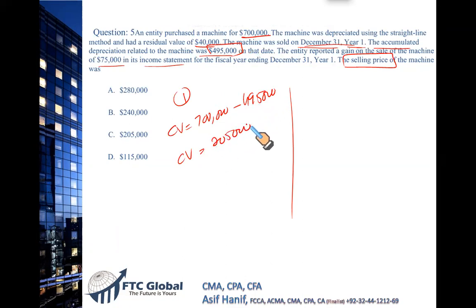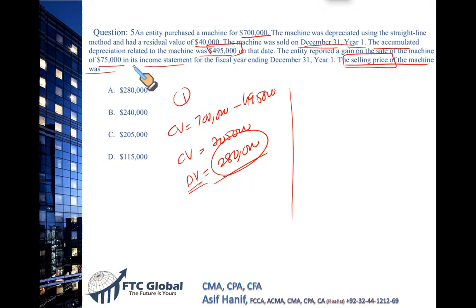That's the carrying value. Now, since there is a gain of $75,000, the book value was 205. That surely means we would have sold at 75,000 up, means we would have sold at 280,000. Since there is a gain, carrying value is 205. We sold at a 75,000 gain, which means we would have sold at 280. This is the disposal value, and that's what we were required to find out. Selling price was to be calculated.